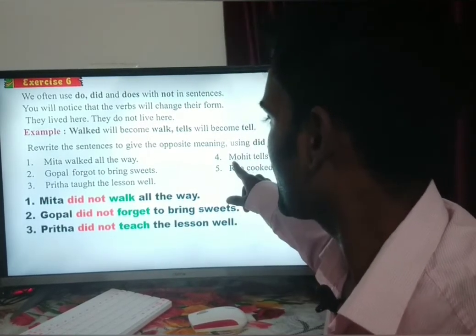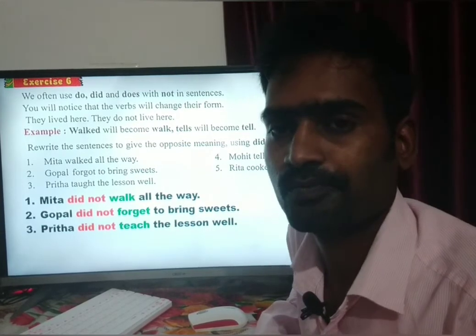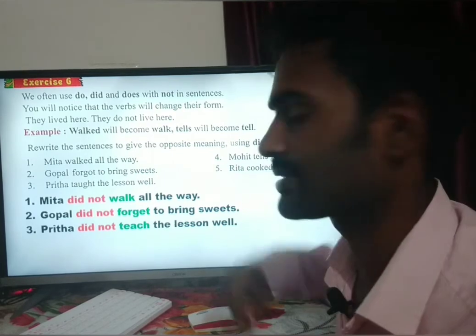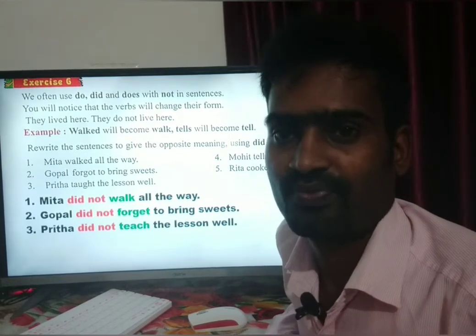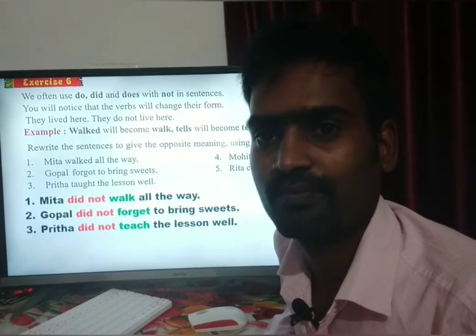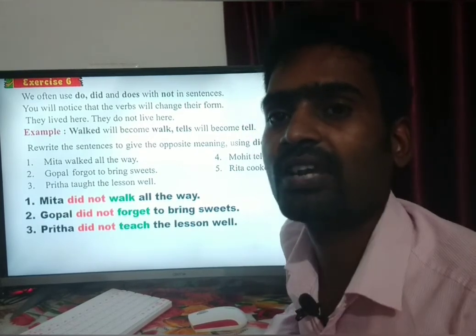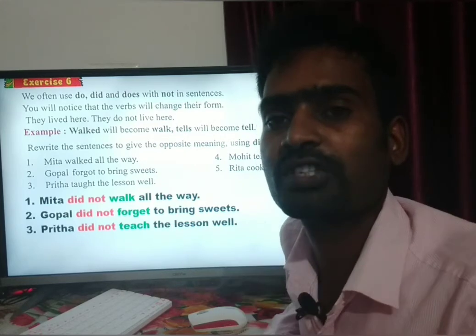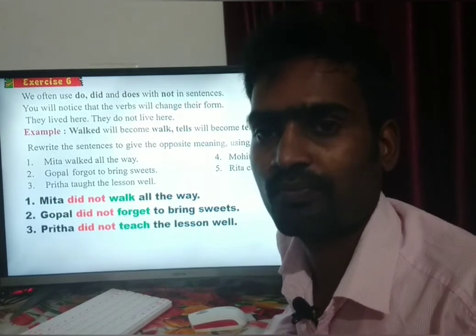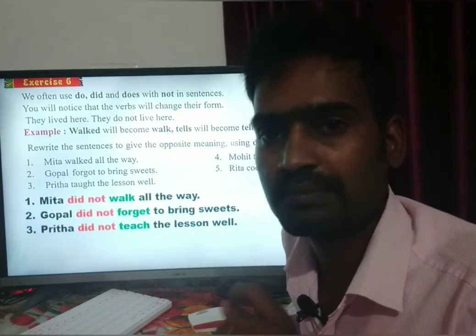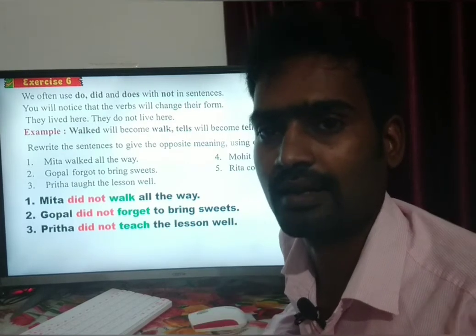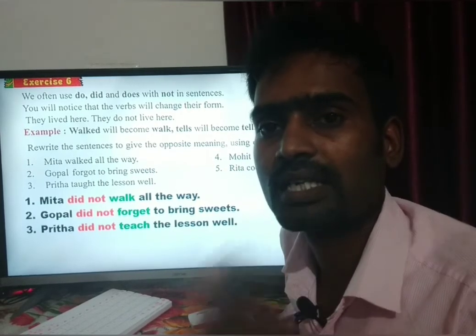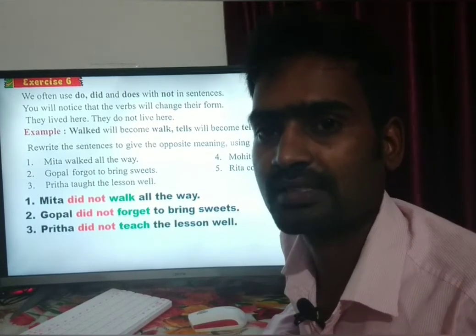And the next one, Mohit tells lies. So dear children, here we have to notice tells lies. So what is the form? This is a simple present form. So first we have to identify which form of the tense it is, whether it's a present form or past form. So accordingly we have to use. Simply we cannot use did not and does not. So we have to keep that in mind, dear children. We have to identify whether it's a past tense or present tense.